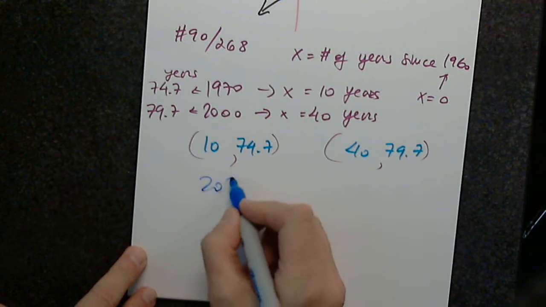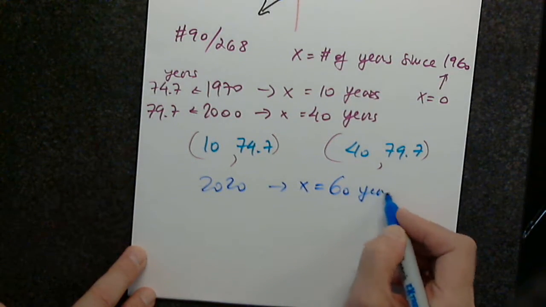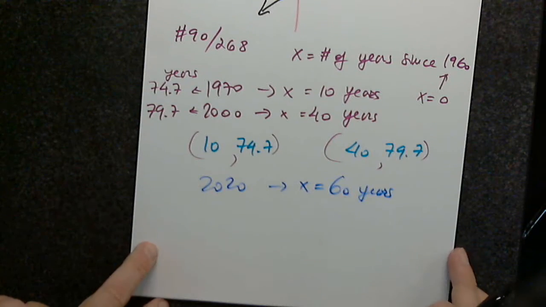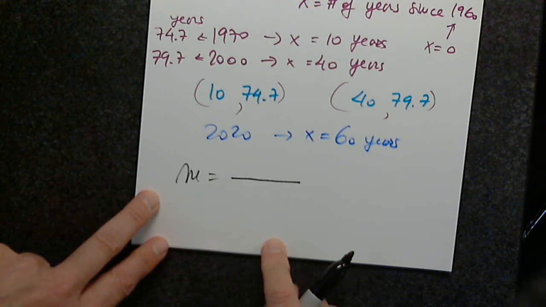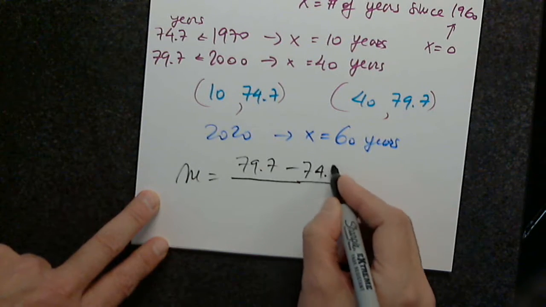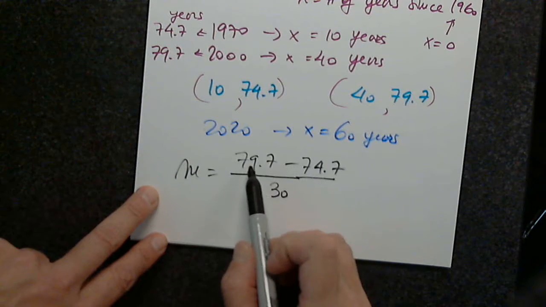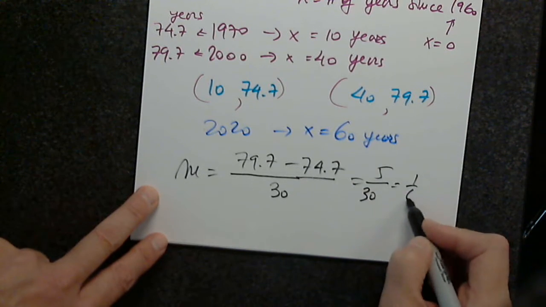So what will 2020 represent for us? 60 years. But before I go there, what do we have to do first? Find, yes, the rate of change or the slope. Very good. Can anyone dictate? Good. So 79.7 minus 74.7 is 5. And 5 over 30 is 1 over 6.